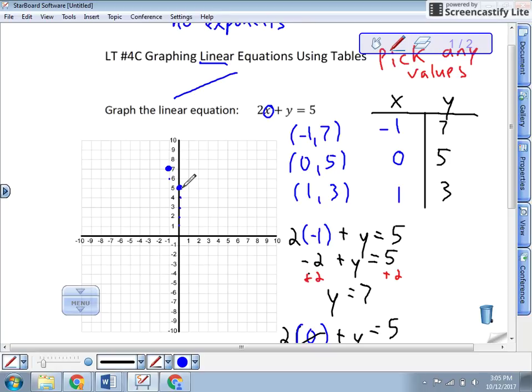And then my last one is 1, 3. So from the origin, I go over 1, then I go up 3. 1, 2, 3. There's my point.